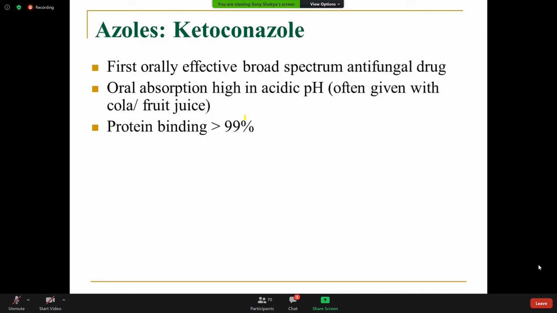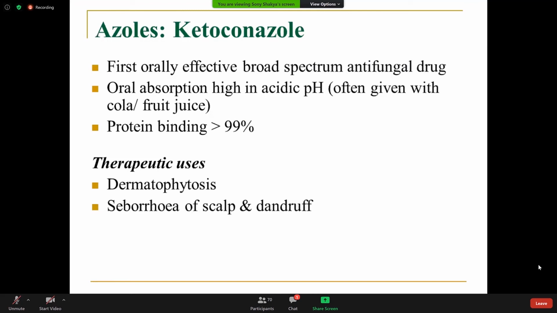It has very high protein binding. More than 99% is protein-bound. So we expect many drug interactions. Therapeutic uses: dermatophytosis, seborrhea of scalp and dandruff. I told you before, there was a shampoo called Miserol that we had heard of since childhood.